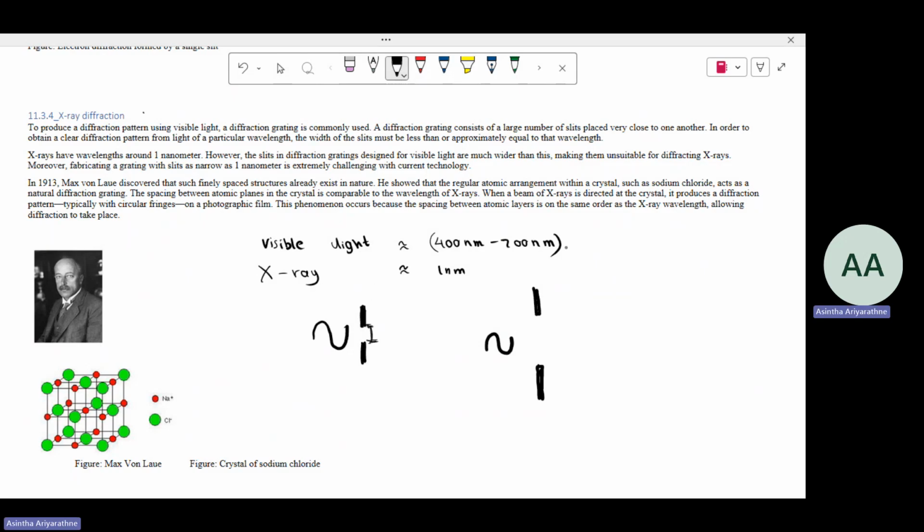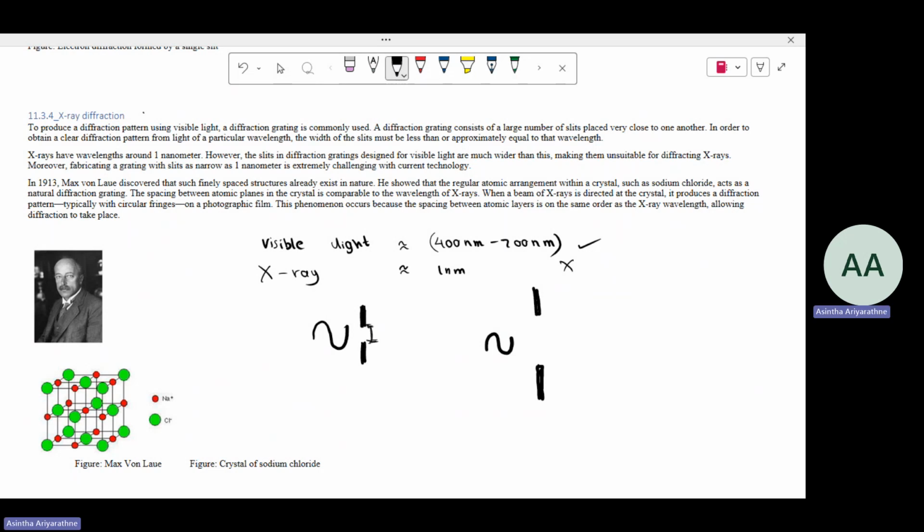So earlier the scientists could produce artificial materials to observe the diffraction of visible light. It was okay with 400 nanometers to 700 nanometers; they could artificially make very small gratings that comply with visible light, but not X-rays. They could not build very small spaces or gaps of 1 nanometer. It was almost impossible.